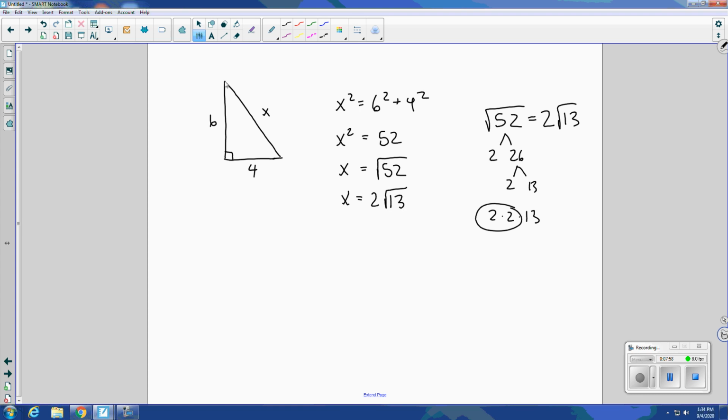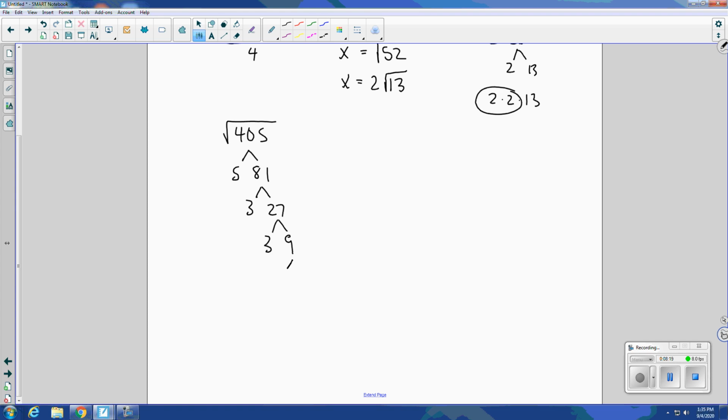Another quick example, for those of you who struggled with that, let's say I had square root of 405. This is divisible by 5, so we could say 5 and 81. 81 breaks down into 3 and 27. 27 breaks down into 3 and 9. And 9 breaks down into 3 and 3. If it helps you, cross out any numbers that got broken down. The prime factorization is the following.